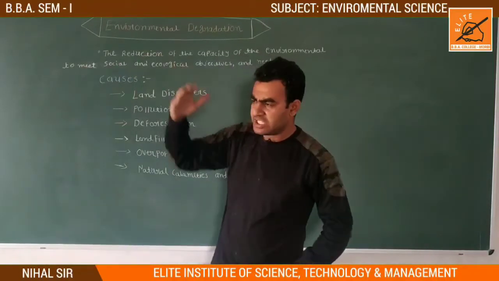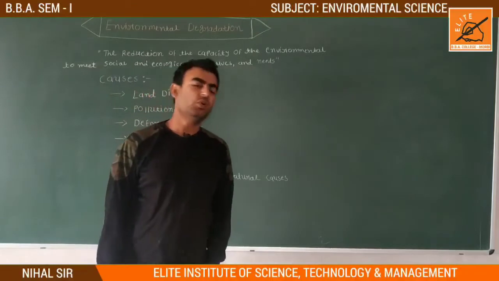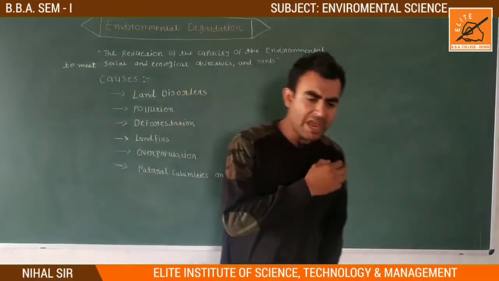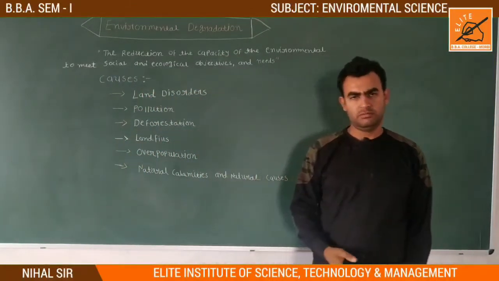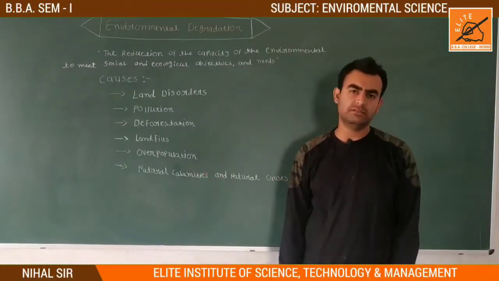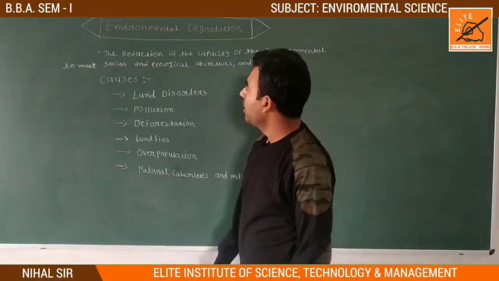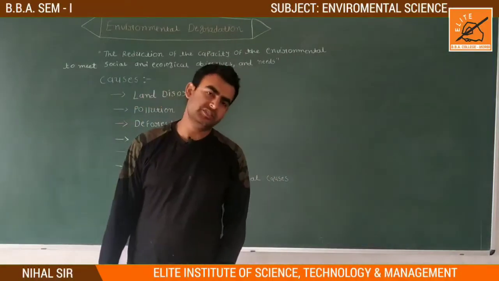Then we are using different kinds of fertilizer and chemicals in the agriculture sector. So what happened? It becomes useless after some particular period of time. It is converting into a desert. So it is pollution, it is also an environmental degradation cause.